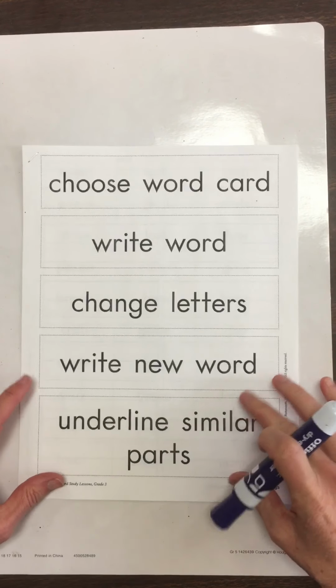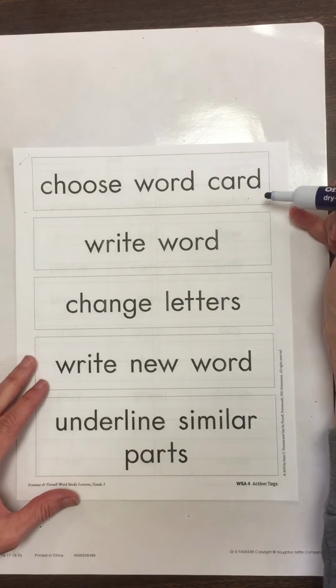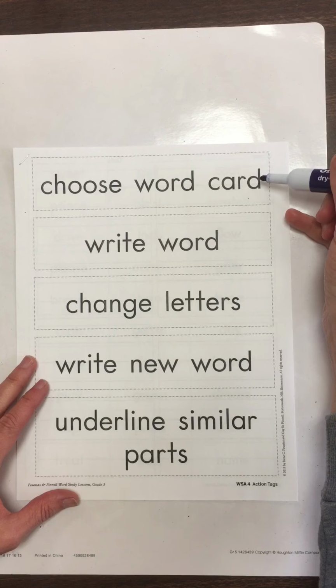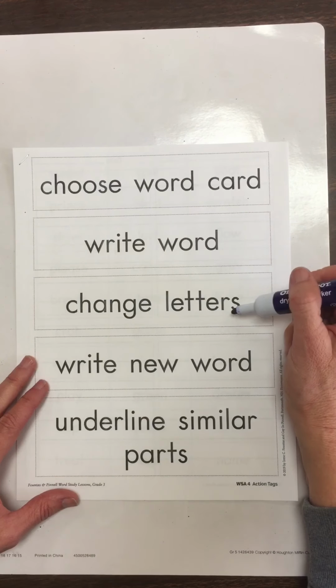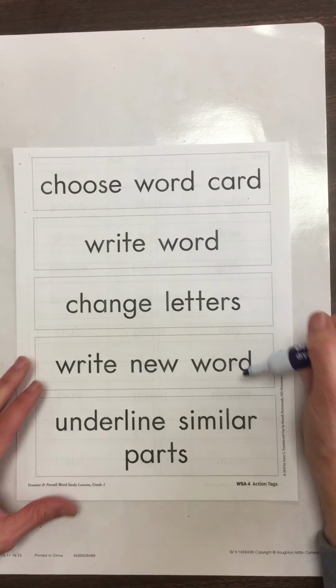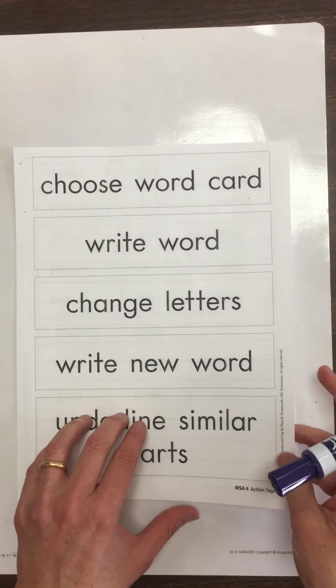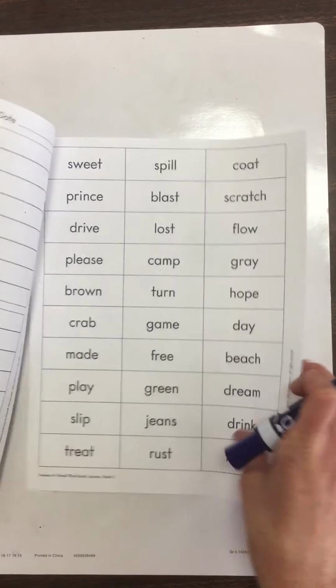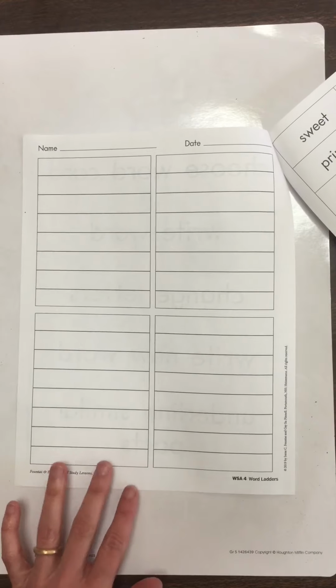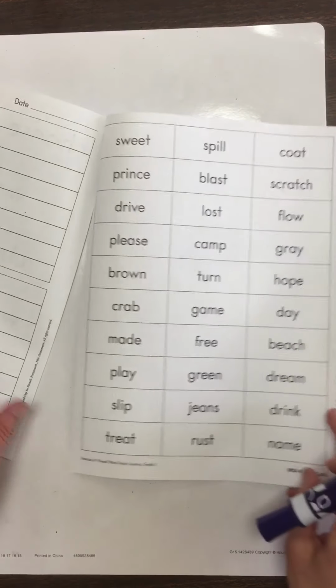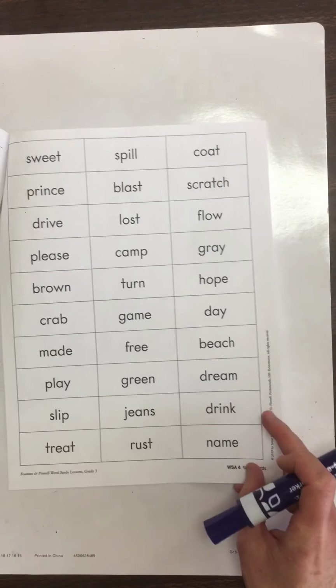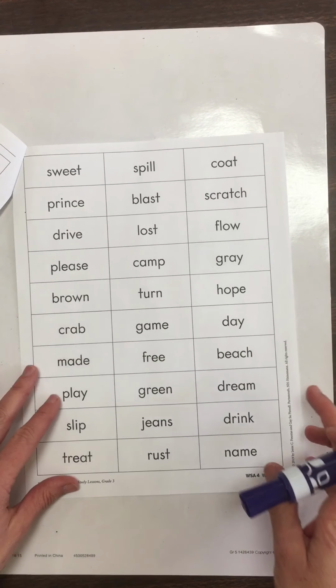So what they're going to be doing at home is they are going to be coming home with a packet that looks like this. And in this packet, it'll say, these are the directions. Choose a word, write the word, change the letters, write a new word, and underline similar parts. So they will be making what are called word ladders. And they will have this paper to make their word ladders, and they'll have a list of words. And you can cut these out, or you can just choose randomly.